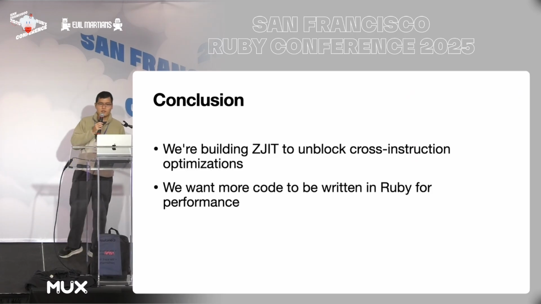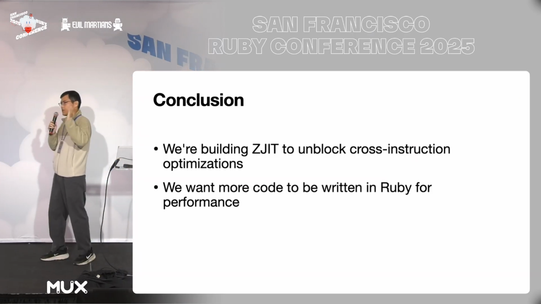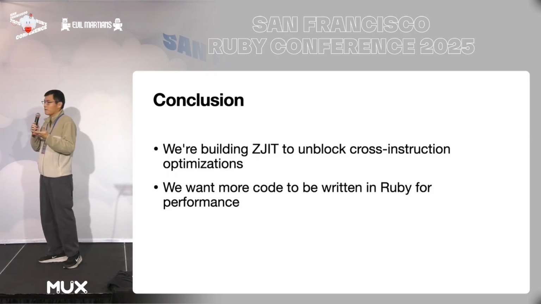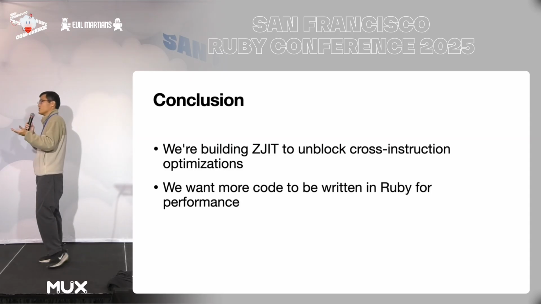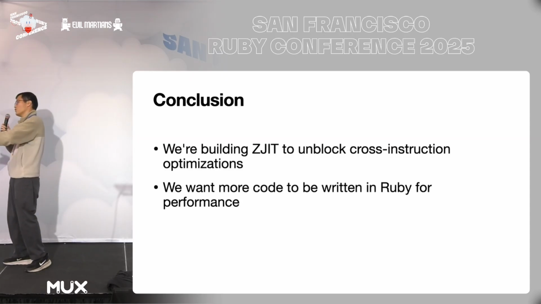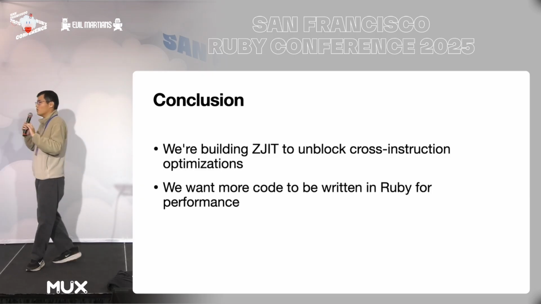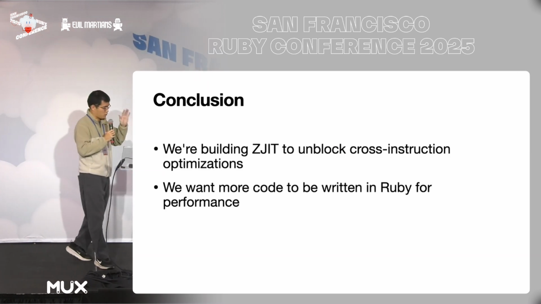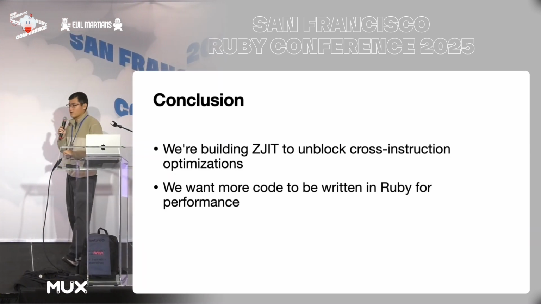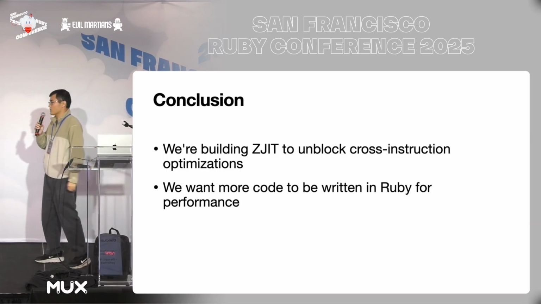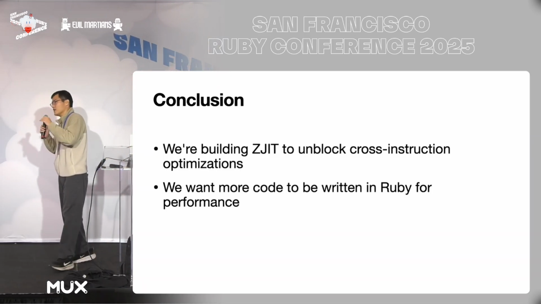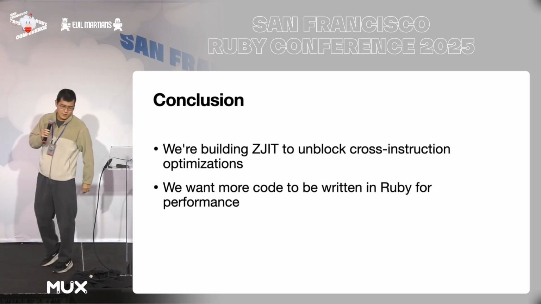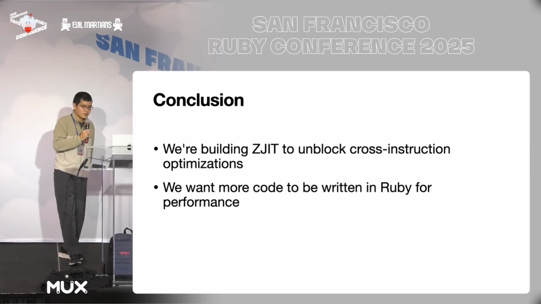So in conclusion, we are building ZJIT to unblock cross-instruction optimizations. By having the HIR, we believe that optimizations enabled in other languages can be ported into Ruby and also be done in a Ruby-language-aware way. So in ZJIT, we are hoping to unblock many more optimizations that YJIT couldn't do. And also, we want more code to be written in Ruby, especially when a C extension calls back into Ruby, then we want that to be written in Ruby. So that's it. Thank you.